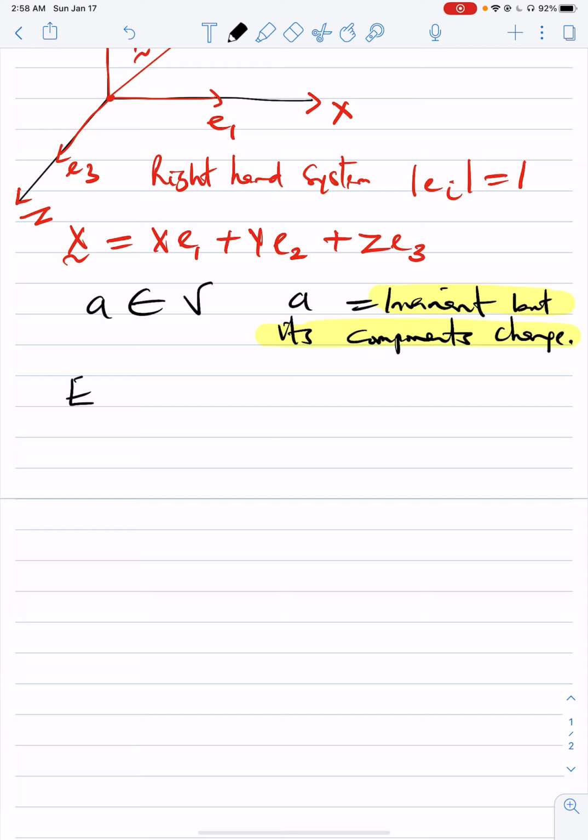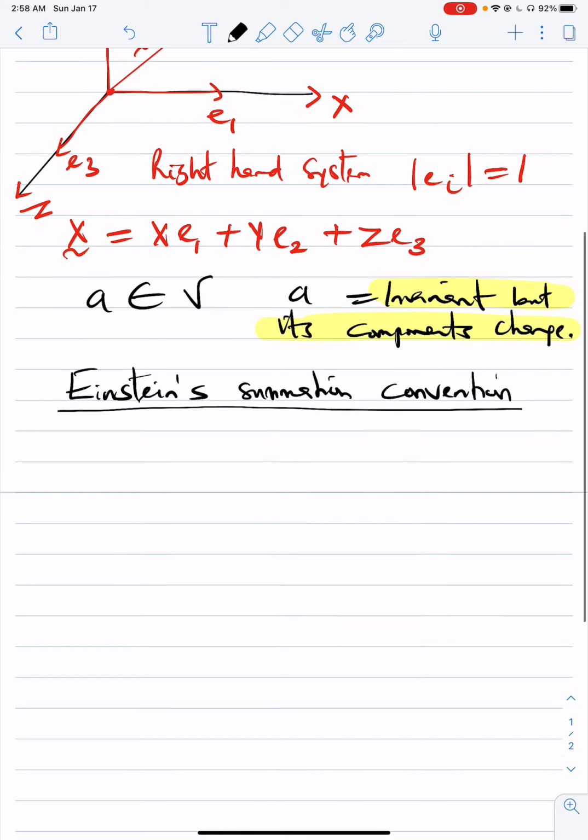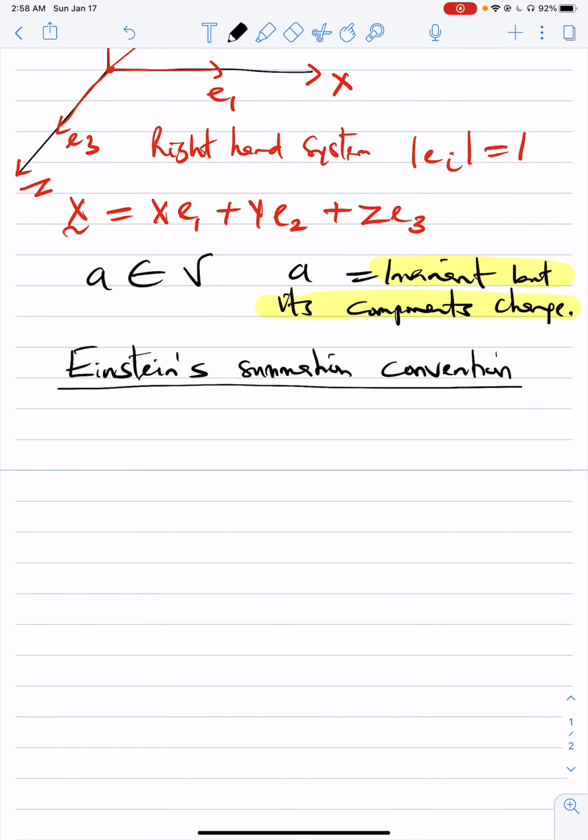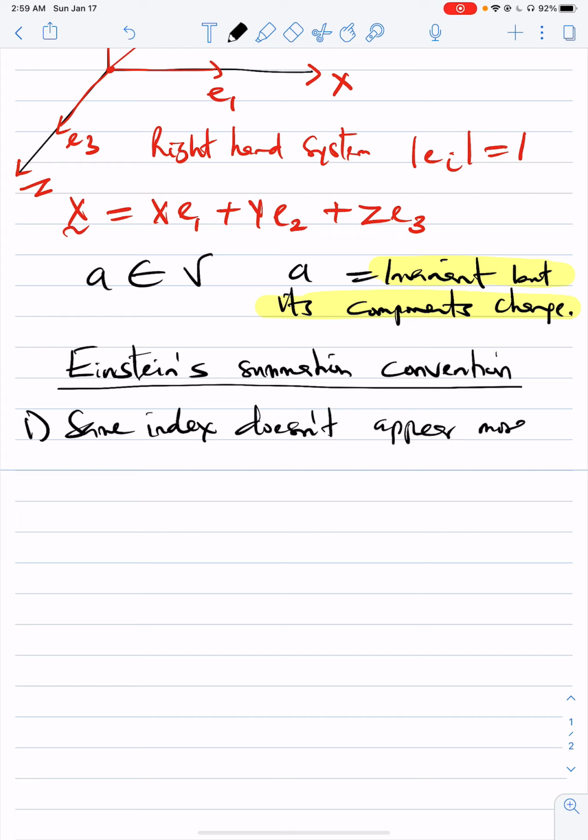Then, if you remember Einstein's summation convention, these are some of the things we've covered before, but I want to make some things clear. The one rule we should know is that the same index does not appear more than twice, that is, more than two times.